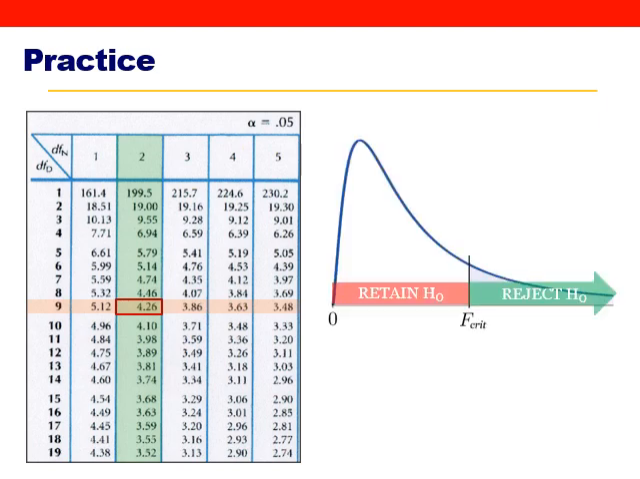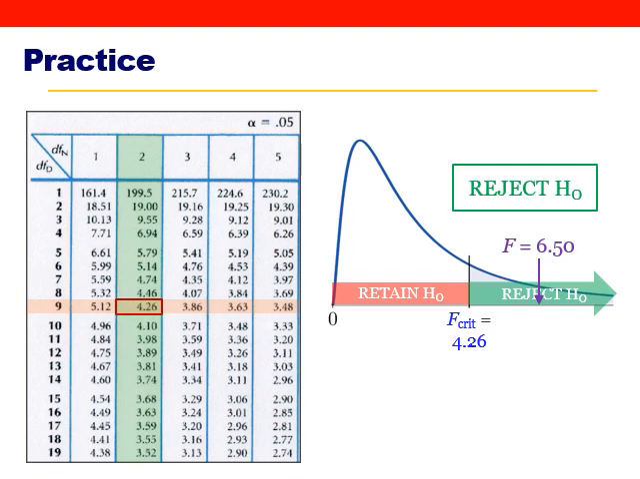Remember that F can't be negative, like chi-square, so our curve looks like this. We'll put our critical value 4.26 on the curve and see how our F statistic compares. Our F statistic here was 6.5, so we will again reject the null hypothesis.